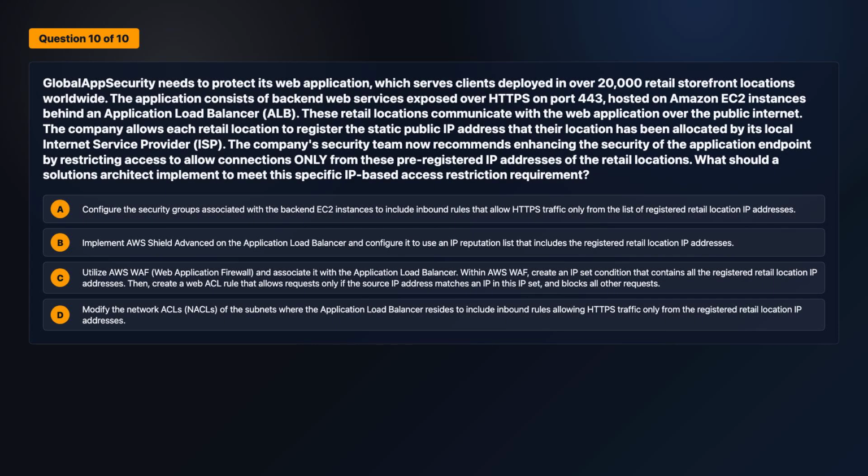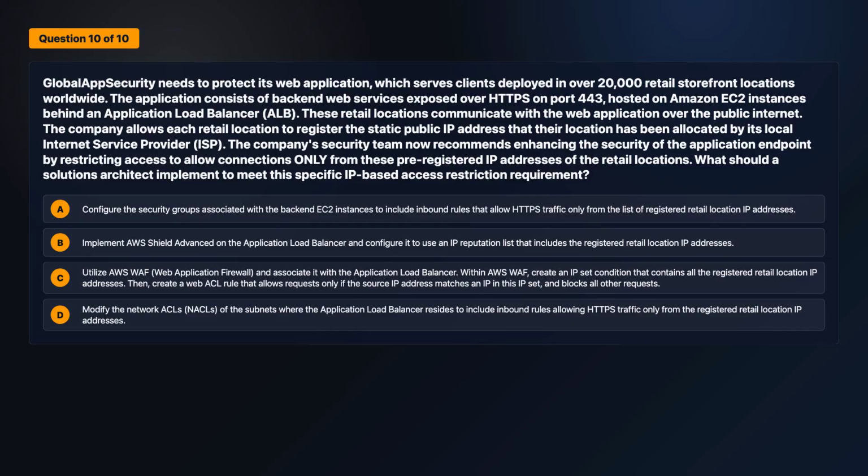Question 10. Several choices sound plausible. Global App Security needs to protect its web application, which serves clients deployed in over 20,000 retail storefront locations worldwide. The application consists of backend web services exposed over HTTPS on port 443, hosted on Amazon EC2 instances behind an application load balancer, ALB. These retail locations communicate with the web application over the public internet. The company allows each retail location to register the static public IP address that their location has been allocated by its local internet service provider, ISP.